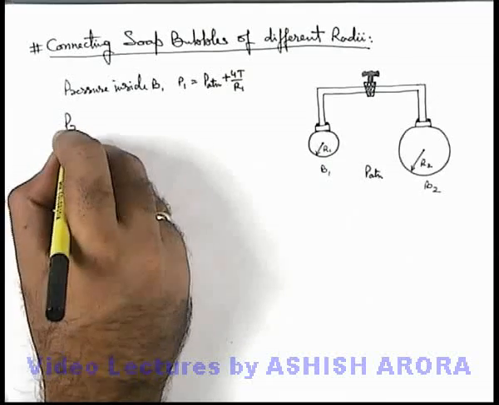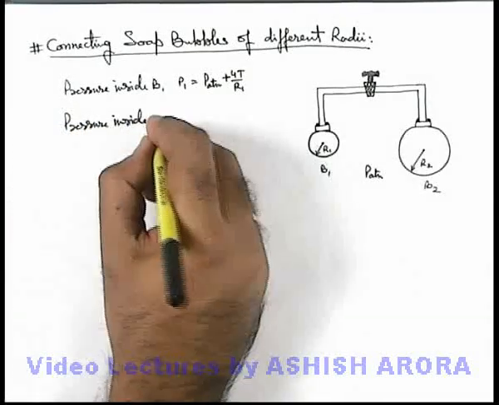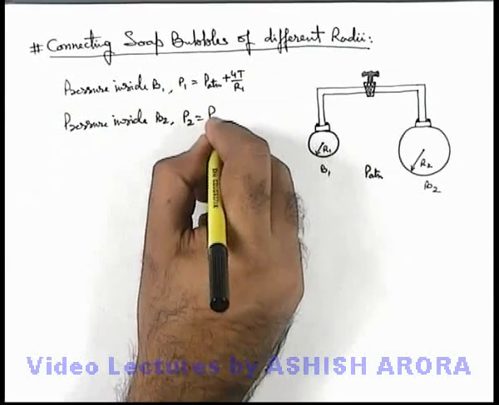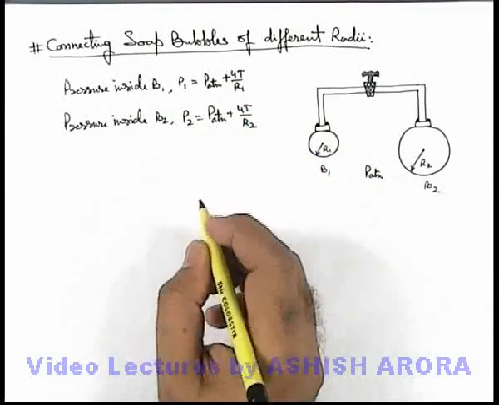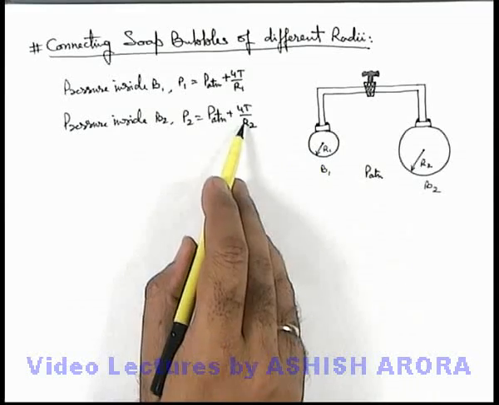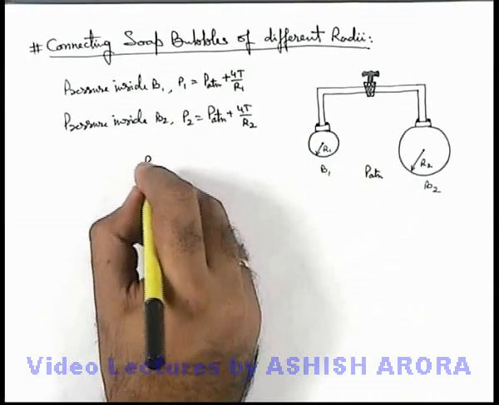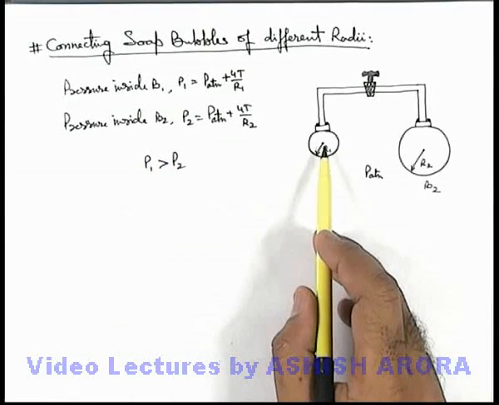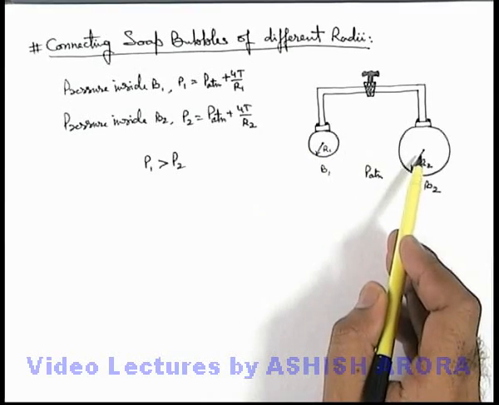Similarly, if we find out the pressure inside the bubble B2, say P2, it will be P atmospheric plus 4T by R2. In this situation, you can see R2 is more than R1, and if R2 is more, we can simply state P2 will be less. So P1 is more than P2. That means the air trapped inside the bubble B1 is having more pressure compared to the bubble B2.